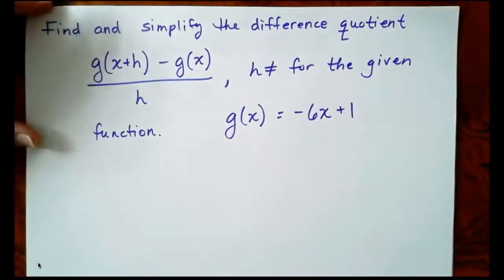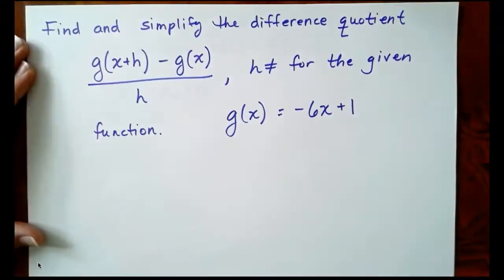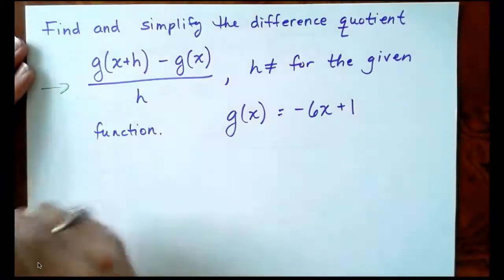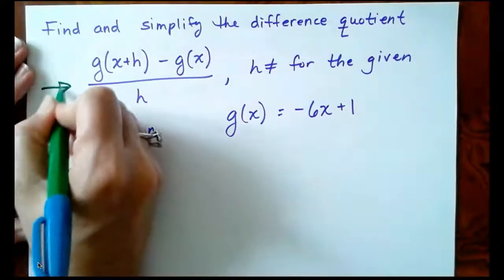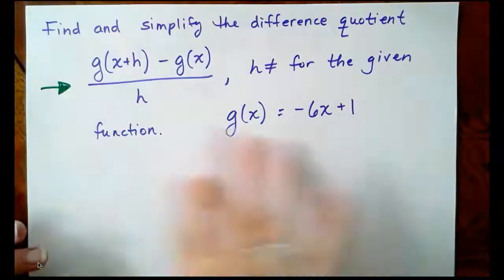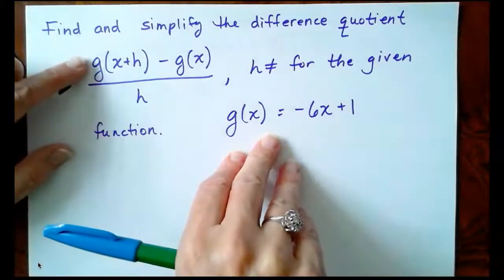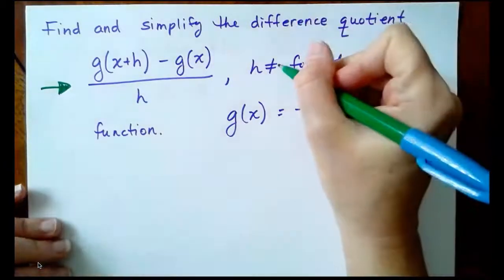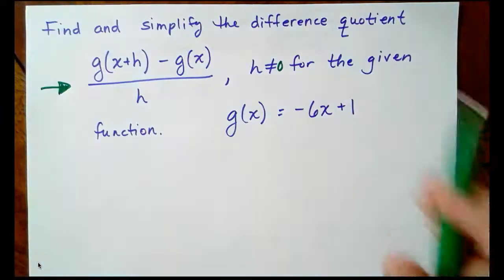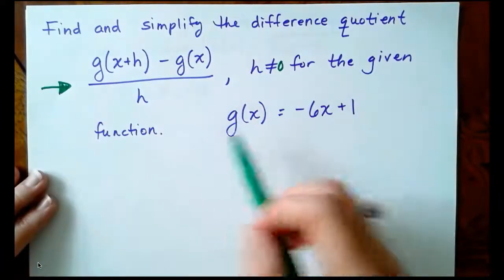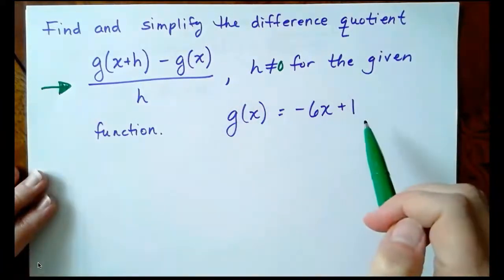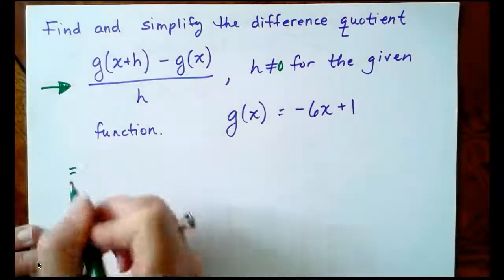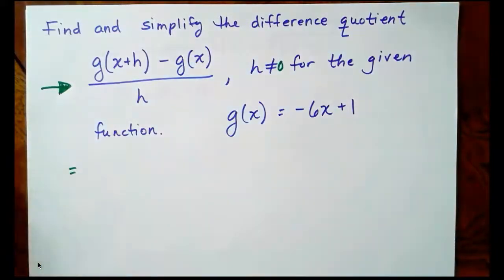Next, find and simplify the difference quotient. So here's the difference quotient. Yes, you need to know it. And this, of course, is in terms of the g function because that's what's given. And, oh, I forgot to say that h cannot be 0. That's what's supposed to be there. h cannot be 0 for the given function g of x equals negative 6x plus 1. This is all about proper substitution, evaluation, and following order of operations.